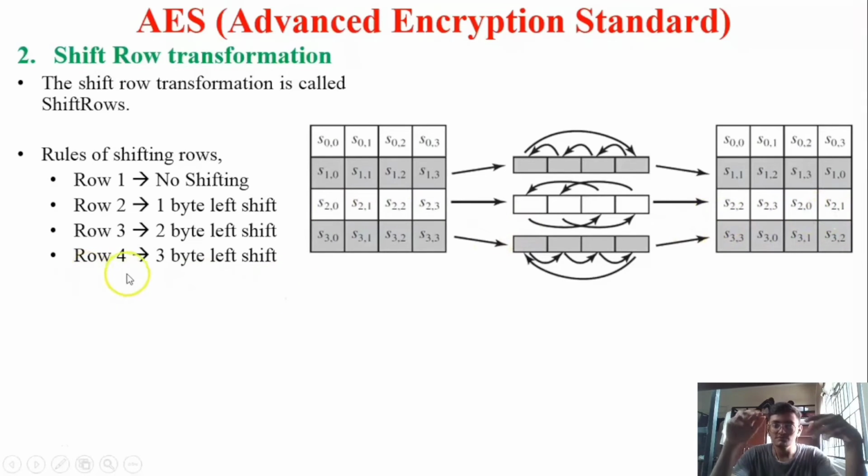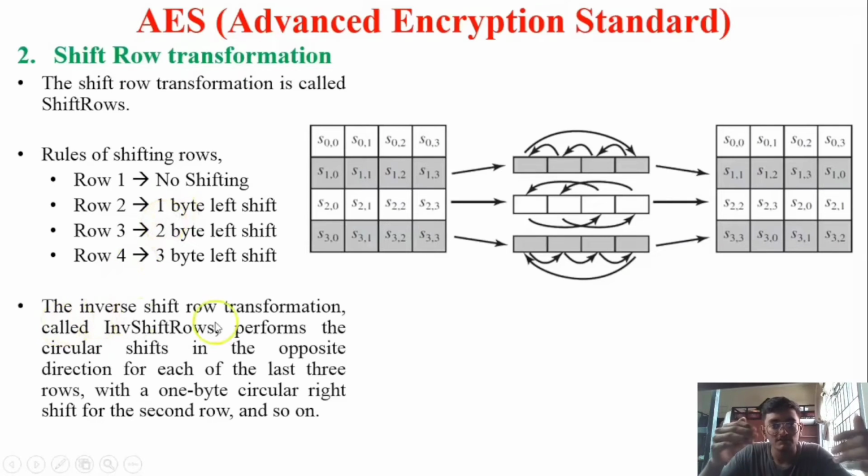Row 4 is a 3 byte left shift. In row 4 you can see over here this is a 3 byte left shift. So S30 is replaced by S33. Now you can see over here S33. So this is the shift row transformation.